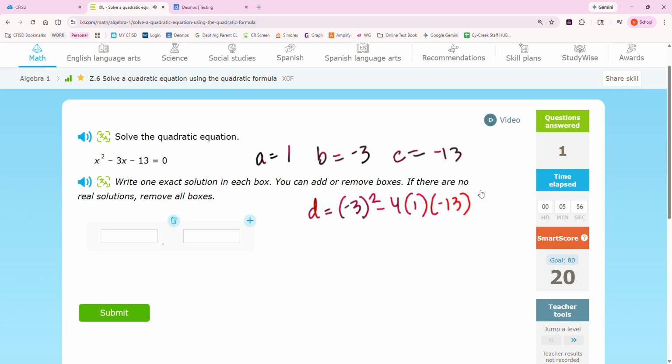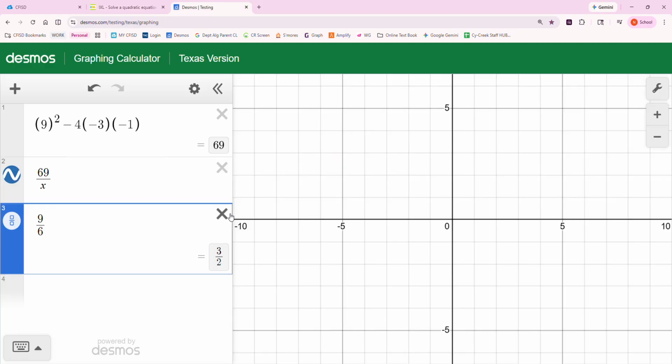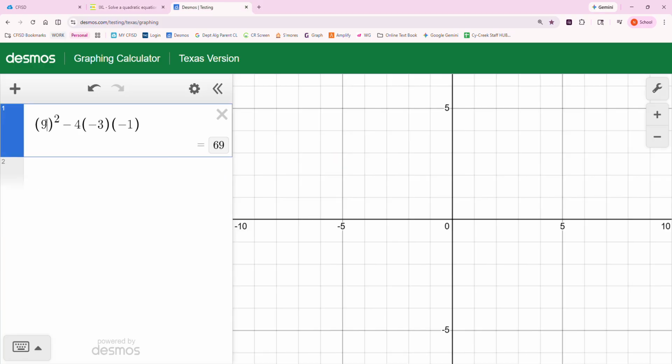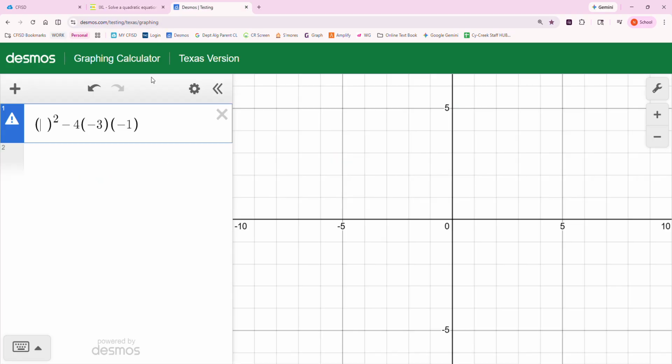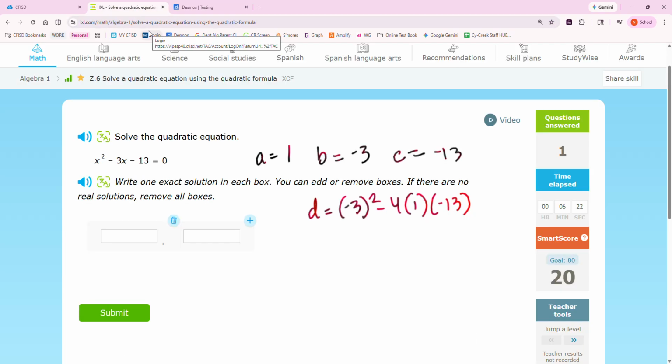So we're going to do the same thing that we did before. I'm going to come up here to my formula. So I'm going to go ahead and take out the B. We said our B is -3, so I'm going to put -3 here. And we said our A value is 1, so I'm going to put 1. And our C value is -13. And so that gives me 61. So that's equal to 61.